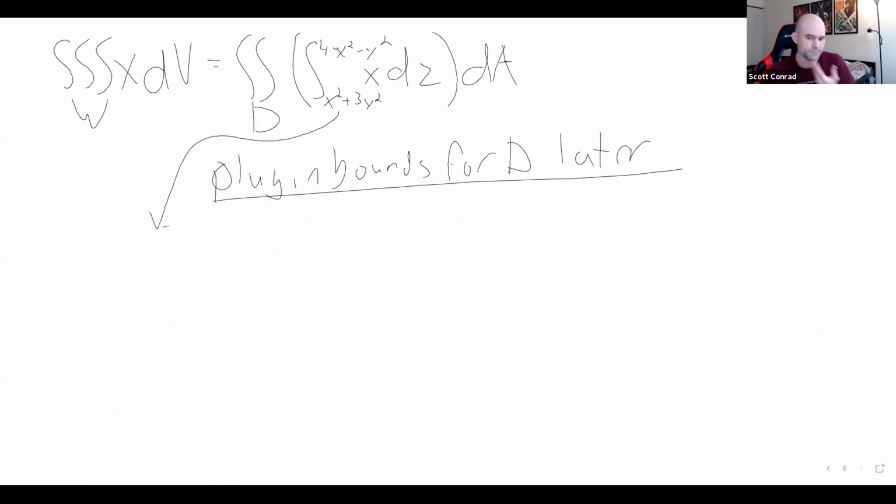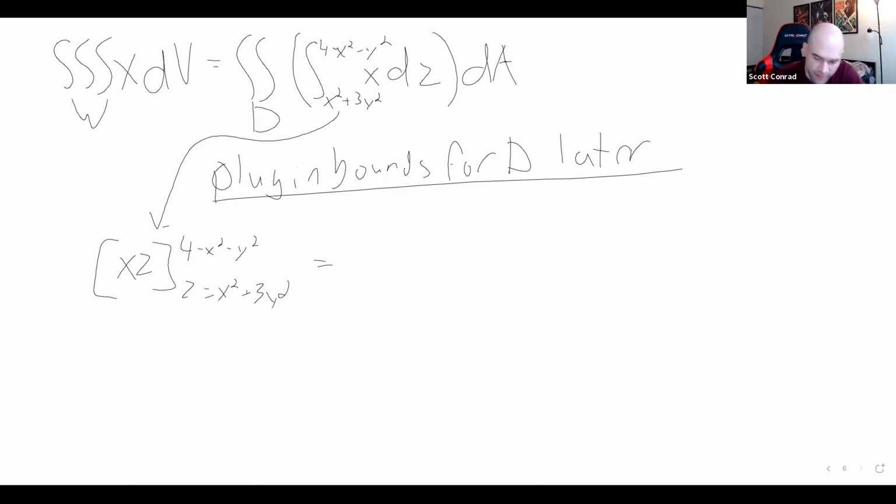So let's just do the inner integral. We're first integrating with respect to z. So what happens with x when we integrate with respect to z? Everything but z is a constant. So x becomes xz, right? x is just treated as a constant. And we evaluate that from z equals x squared plus 3y squared up to z equals 4 minus x squared minus y squared.